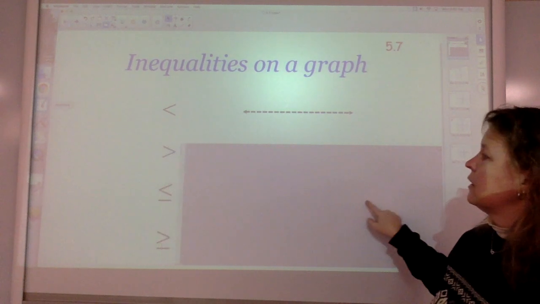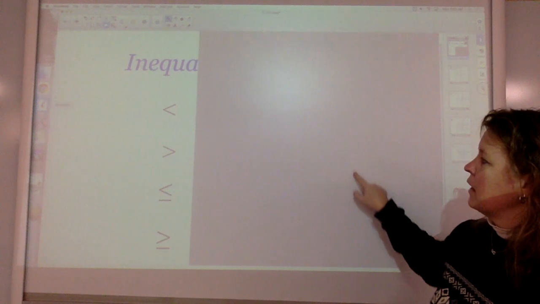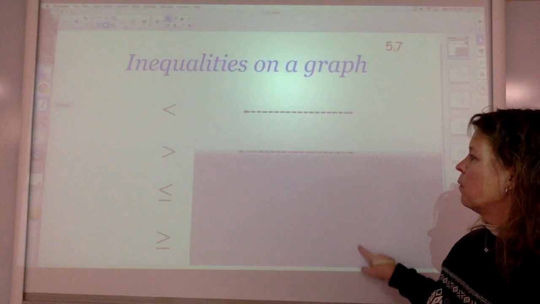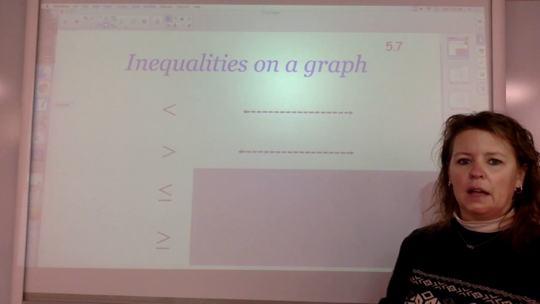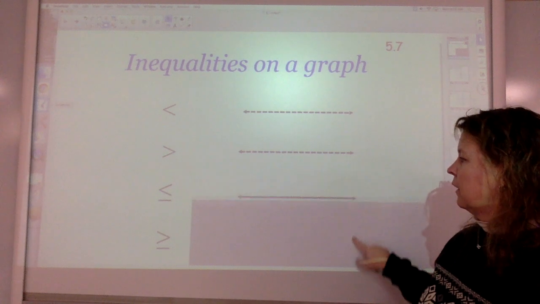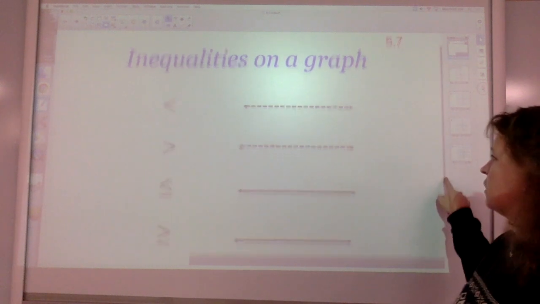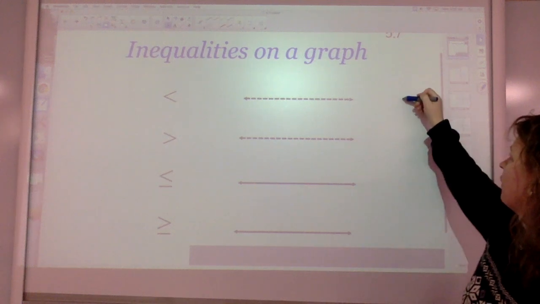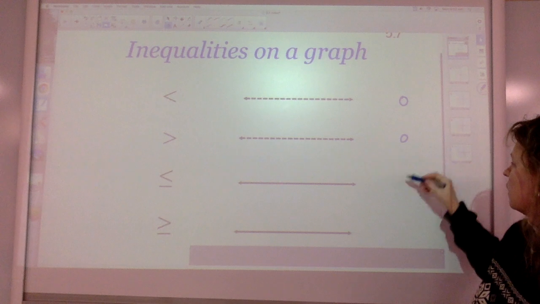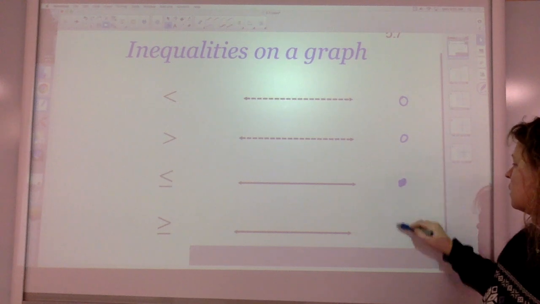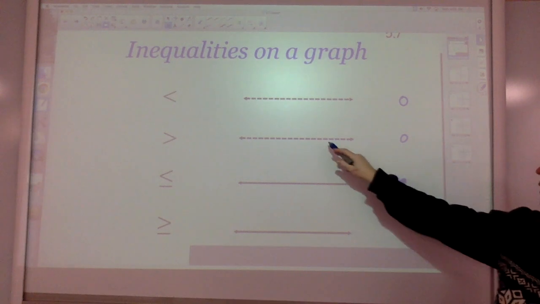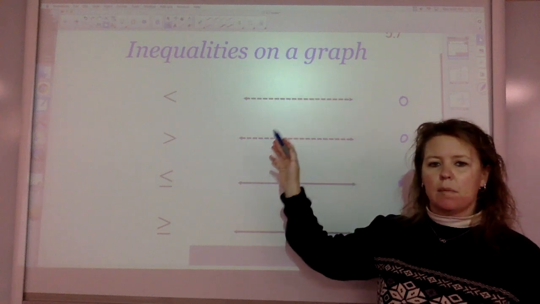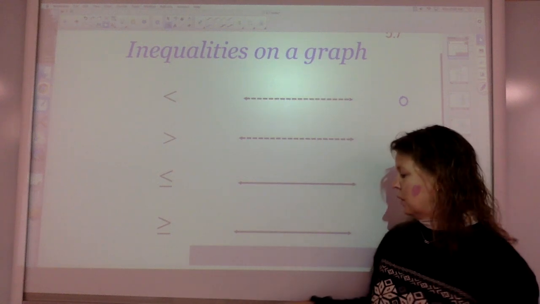The only difference is when you have a less than sign or a greater than sign, when you draw a line, you're going to have a dotted line. If it's a less than or equal to or greater than or equal to, you'll just use a regular solid line. Kind of like the same idea when you graphed them on a number line. These were open circles and these were closed circles. If you can think of this as an open circle, you can remind yourself, oh yeah, that's right, I have to do a dotted line.